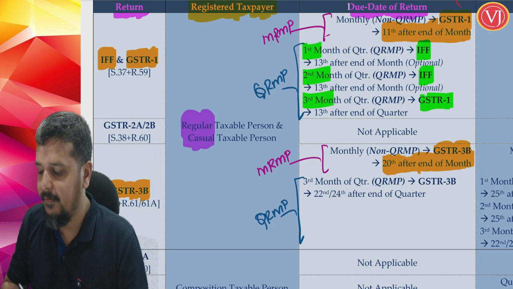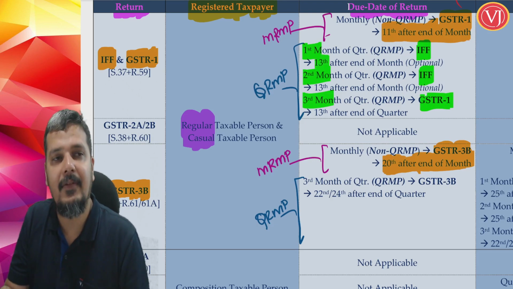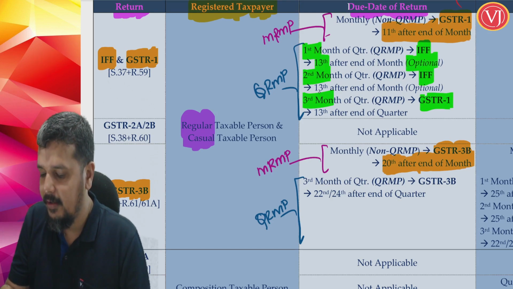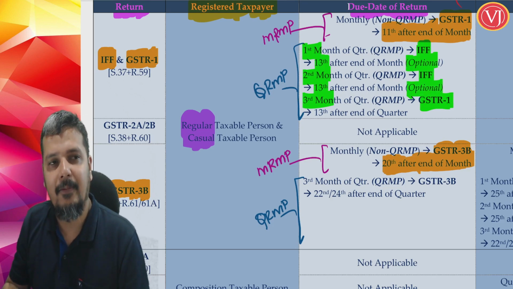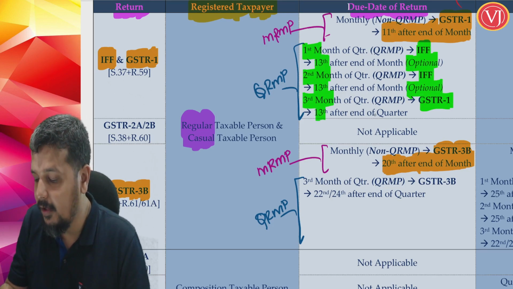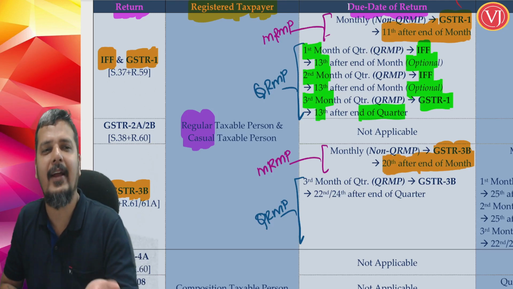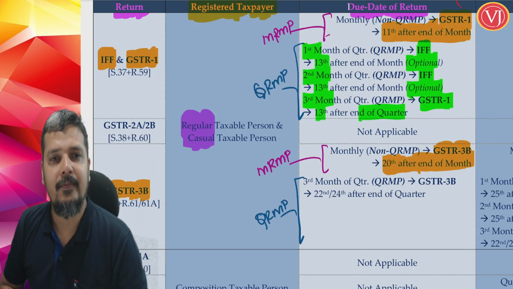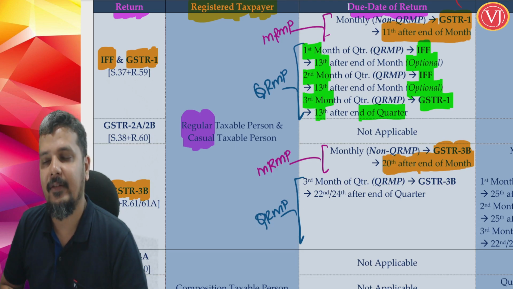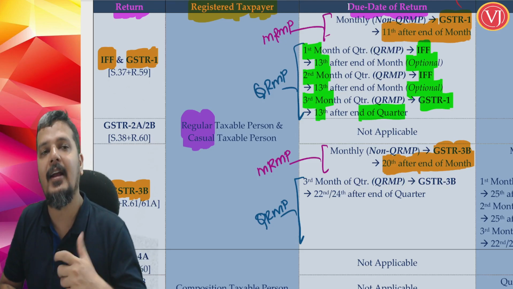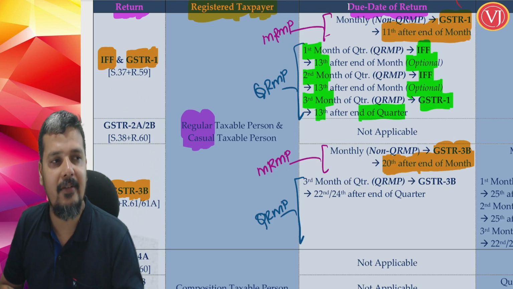First month IFF, the due date is 13th after the end of the month, which is optional. Second month, same, 13th after the end of the month, which is optional. Last month GSTR 1, 13th after the end of the quarter. For the first 2 months, it will be invoice furnishing facility. Now it is not 11 days, it is 13 days. And for the last month, it will be GSTR 1, which you have to file, no option, 13 days after the end of that particular month or the entire quarter.